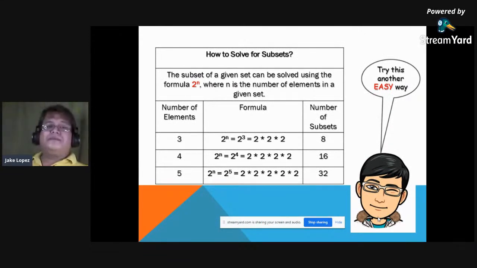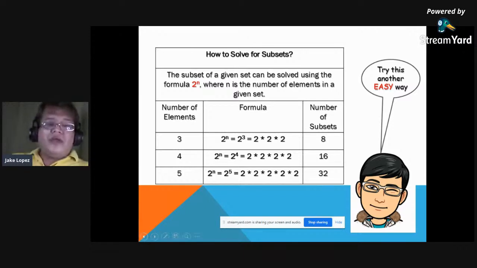So, may easy way para malaman natin agad ang number of subsets in a particular set. For example, ito yung paano. The subset of a given set can be solved using the formula 2 raised to the power of n, where n is the number of elements in a given set. So 2 siya palagi. Okay? 2 yung base natin, and then yung exponent natin ay n, meaning ang number ng elements sa loob ng set.